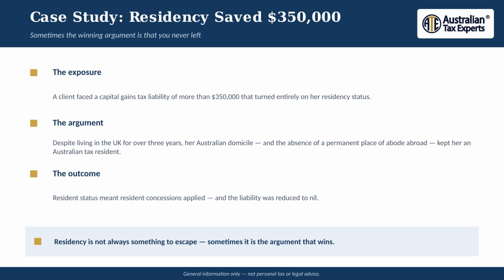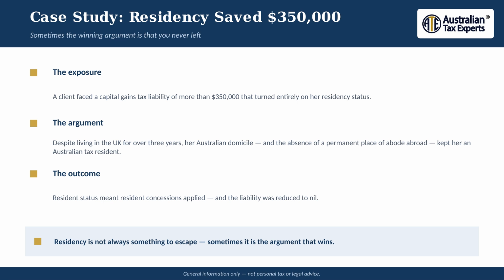Here is that promised case, and it turns residency intuition on its head. A client faced a capital gains tax liability of more than $350,000, and the entire outcome turned on her residency status. She had been living in the United Kingdom for over 3 years, and the ATO's position treated her as a non-resident, stripping away the concessions that would have protected the gain.